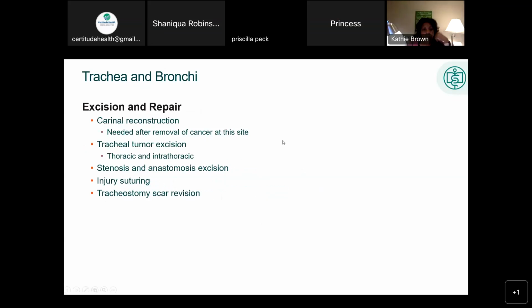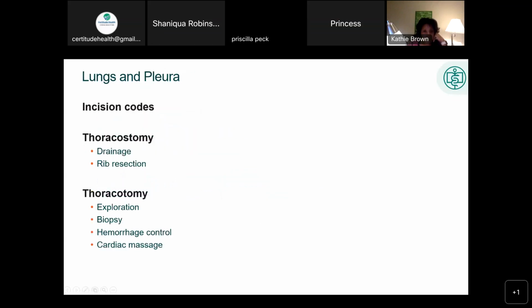Additional for the excision and repair for the trachea and bronchi, the lungs and the pleura. Oh, I do need to talk about this. So, two new medical terms, the thoracostomy and the thoracotomy. So, a thoracostomy is an incision that they make between two ribs to access the lungs.